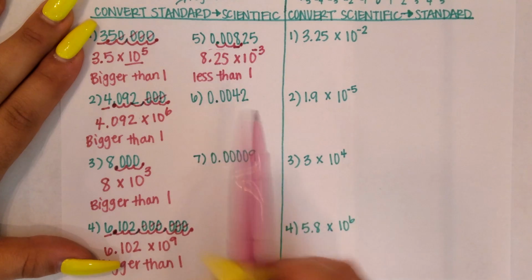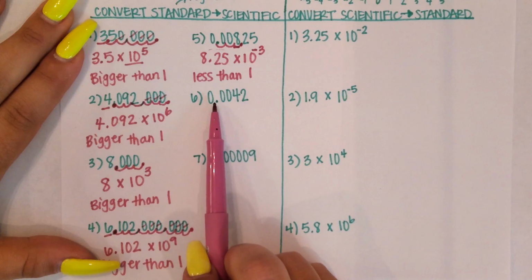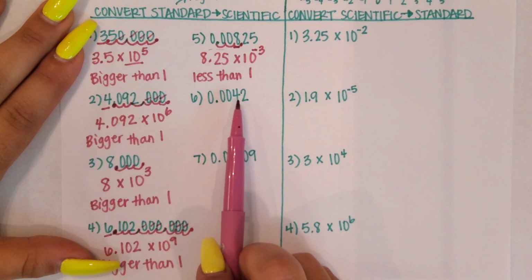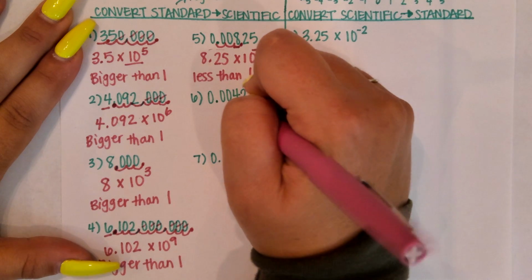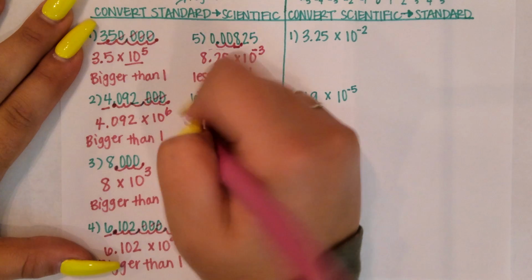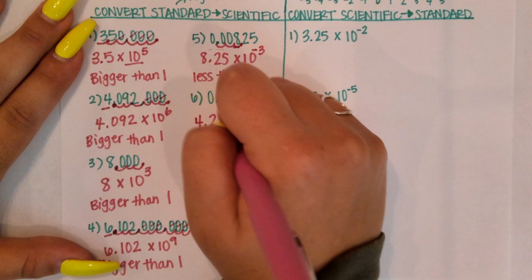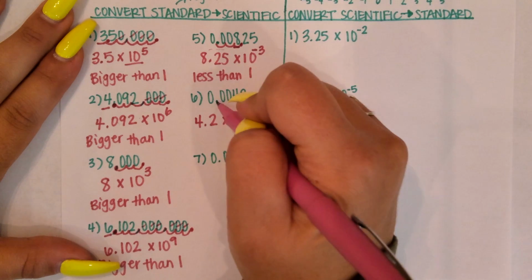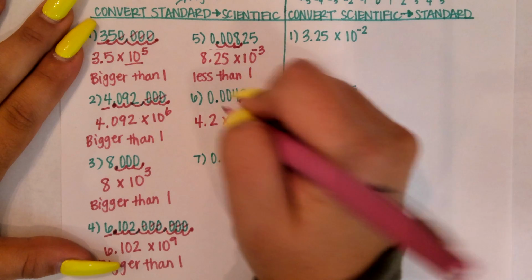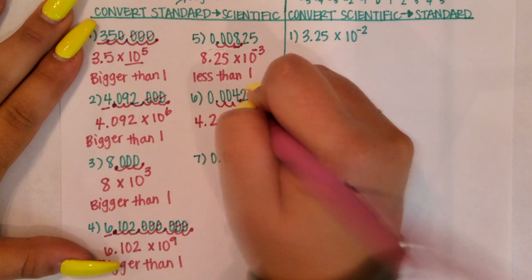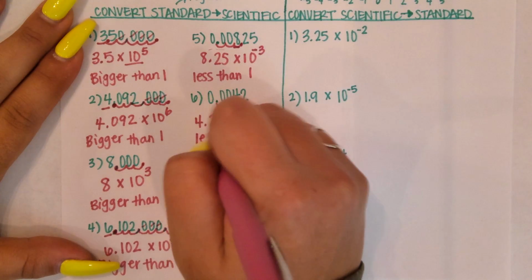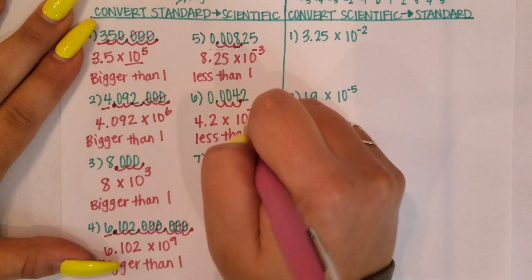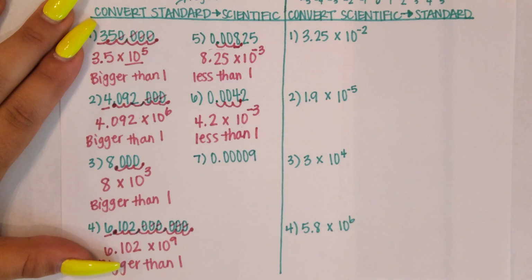So number 6, it already has a decimal, so I don't need to add it. So I'm going to start with my pencil or pen and stop when I get to the first number and put my decimal after it. So I've got 4.2 times 10, and then count the number of places I moved my decimal. 1, 2, 3. I know it's a -3 because this number is less than 1.